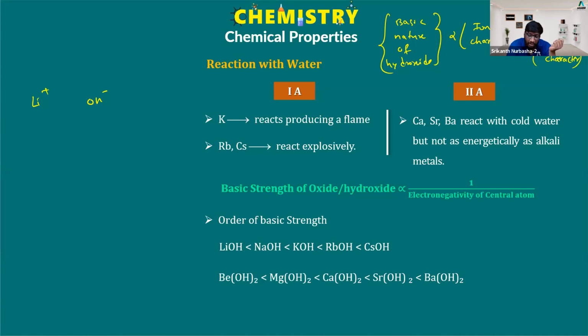Where we have more covalent character, you try to argue: LiOH, because the first elements, because of more charge density, will try to attract the electron density of OH minus to be shared. Because of that more covalent character, they will have less ionic character and less basic strength. So this is the order of basic strength. You go with this logic. Basic strength of oxide or hydroxide is directly proportional to ionic character, which is inversely proportional to covalent character, or you can say inversely proportional to electronegativity of the central metal atom.